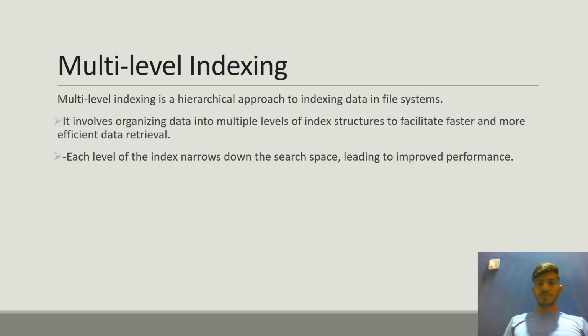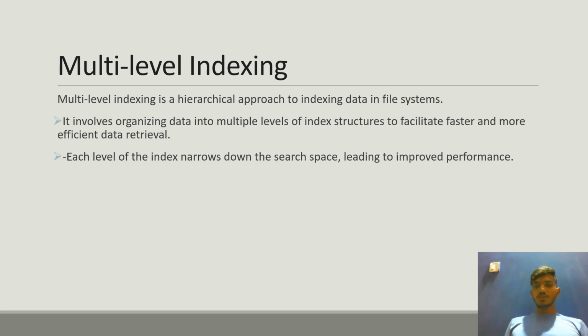Multi-level indexing. What is multi-level indexing? In file structures, all this topic is based on file structures: how the data will be organized and how the data will be fetched. Multi-level indexing is a hierarchical approach to indexing data in file structure.